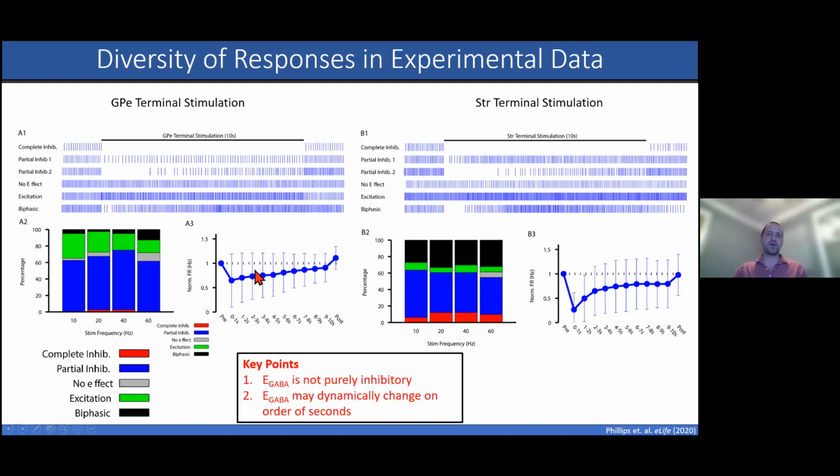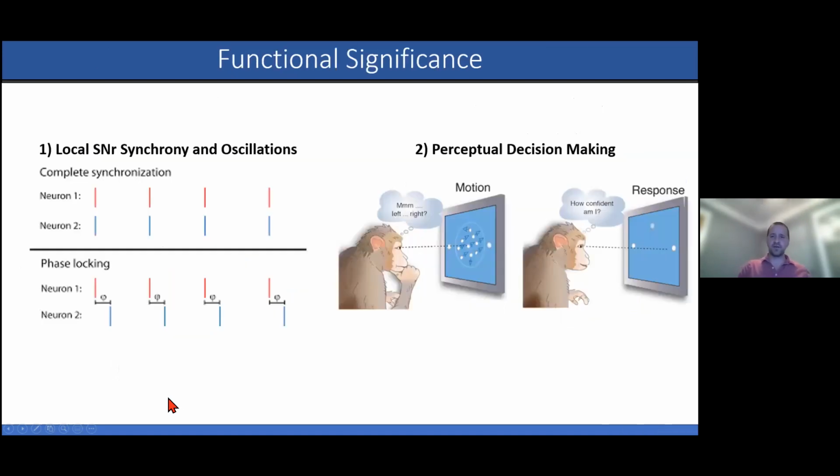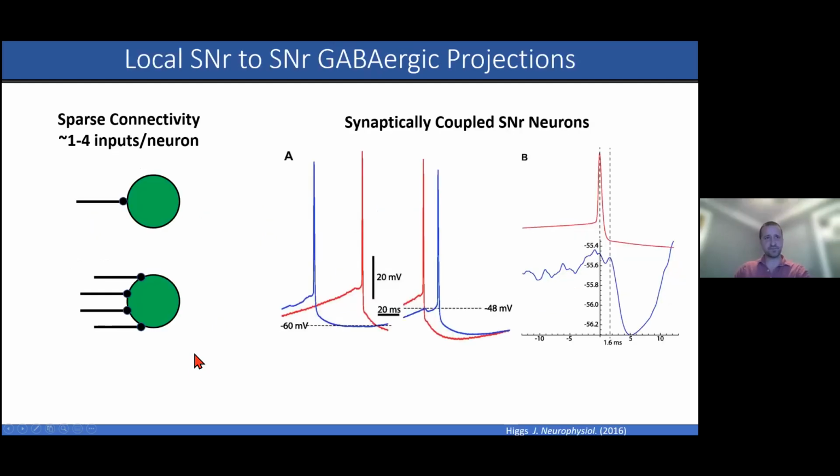All right, so the key points to take away from here are that eGABA in the SNR neurons is not purely inhibitory, and that eGABA can dynamically change on the order of seconds. So the answer to the first question in the talk is yes, chloride dynamics are important within the SNR. Next we want to look at some of the potential implications of this. The first one is local SNR synchrony and oscillations.